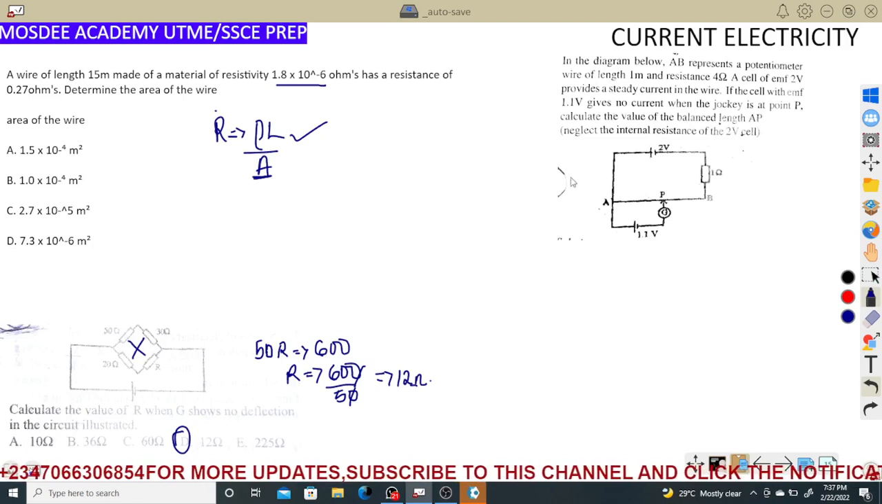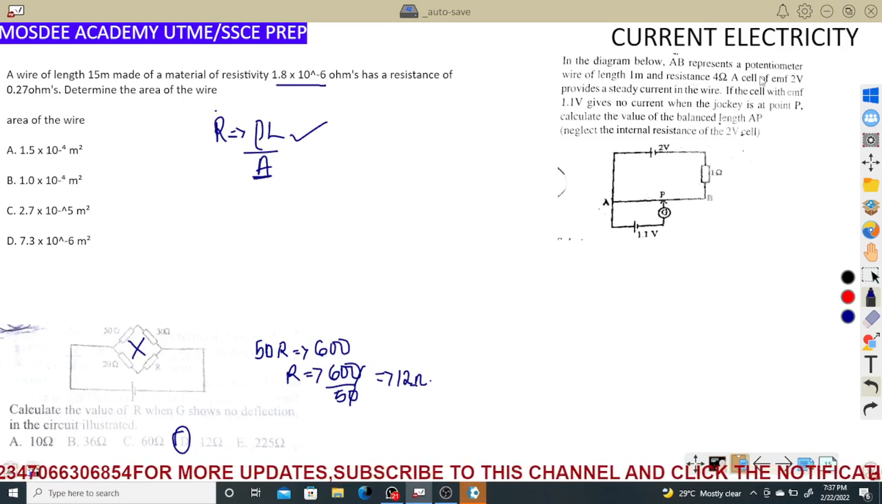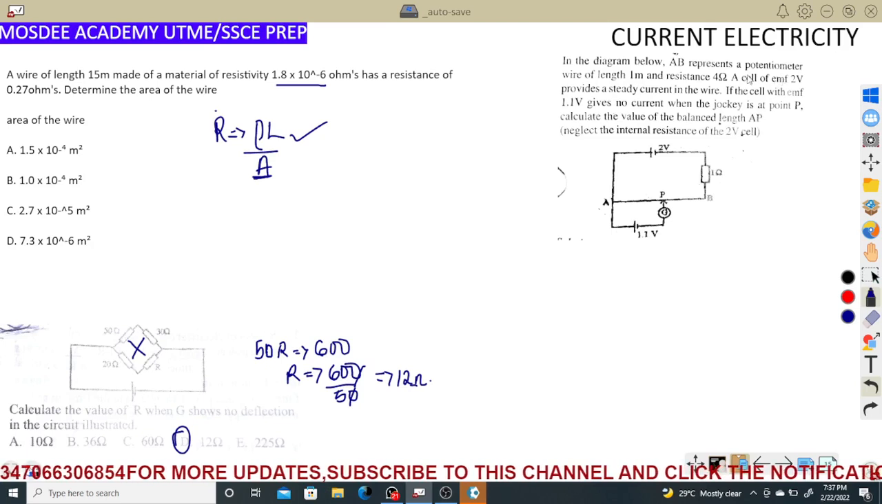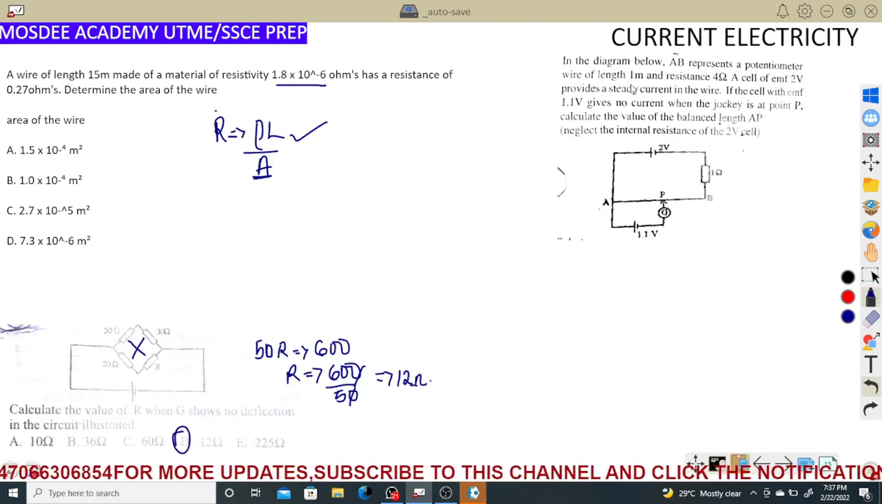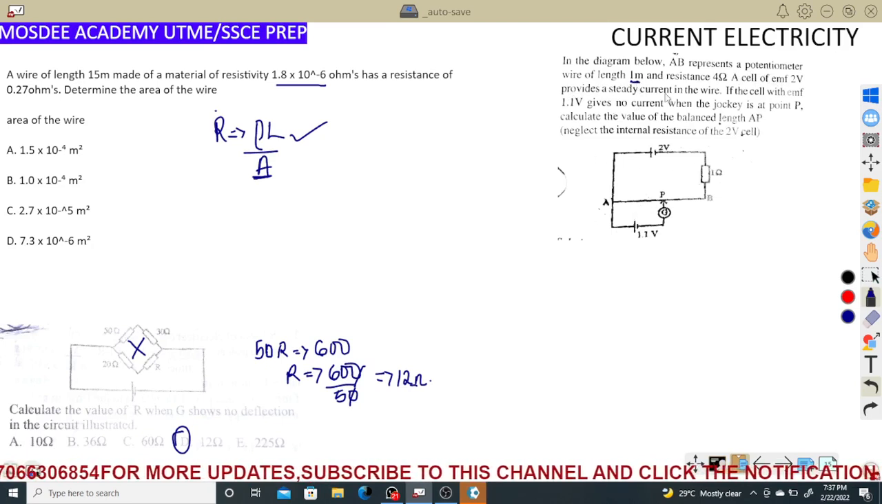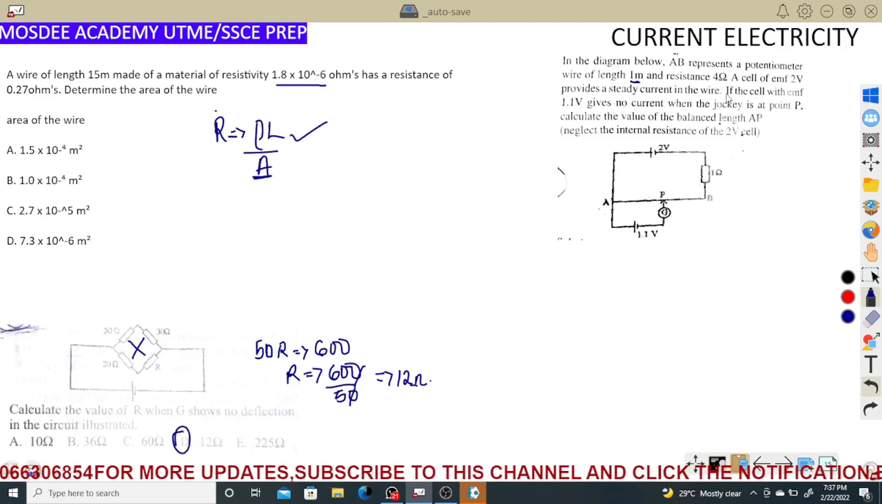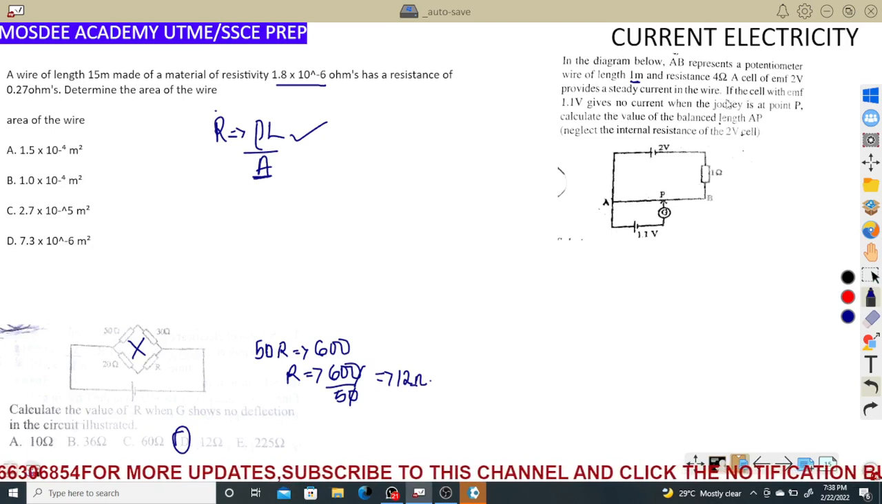Now let's talk about the last question. No options there. In the diagram below, AB represents a potentiometer wire of length 1 meter. Maybe I should leave it for you to do. The total length of the potentiometer is always 1 meter. I told you about that. And the resistance is 4 ohms. A cell of EMF 2 volts provides a steady current in the wire.